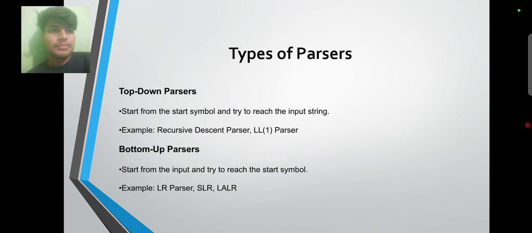Types of parsers. There are two types of parsers: top down parsers and bottom up parsers. First of all, we discuss top down parsers. They start from the start symbol and try to reach the input string. Examples: recursive descent parser and LL(1) parser. Next, we discuss bottom up parsers. They start from the input and try to reach the start symbol. Examples: LR parser, SLR and LALR.